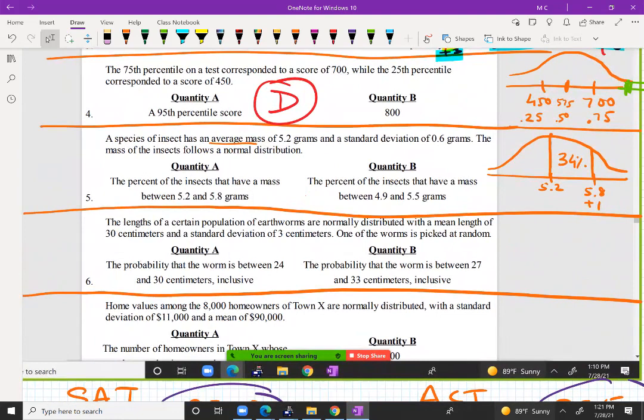Okay. Only a certain population of worms, average 30 centimeters, standard deviation of 3. One of the worms is picked at random. What is the probability that the worm is between 24 and 30 inclusive, versus between 27 and 33? So 3, so 1 standard deviation, 34%, 33, 27.